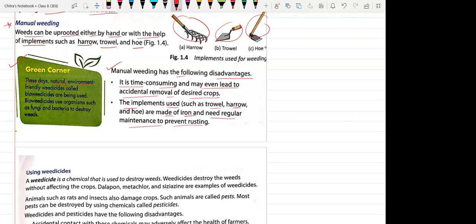In the green corner, we have to understand that these days natural, environment friendly weedicides called bio-weedicides are being used. They do not have chemical properties, and they use organisms such as fungi and bacteria to destroy a variety of weeds.